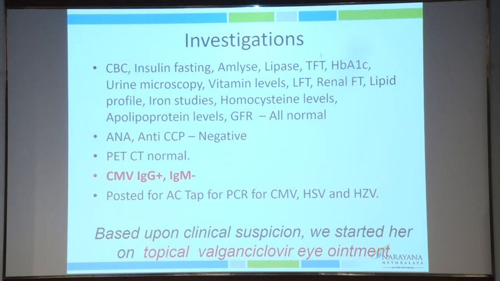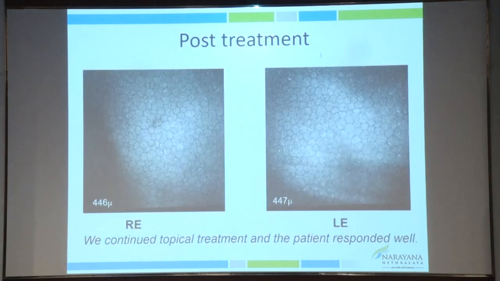So based on this, even though the nested PCR came negative, we started the patient on empirical valganciclovir along with topical steroids and cycloplegic, following which there was complete resolution of the anterior segment inflammation in this case.